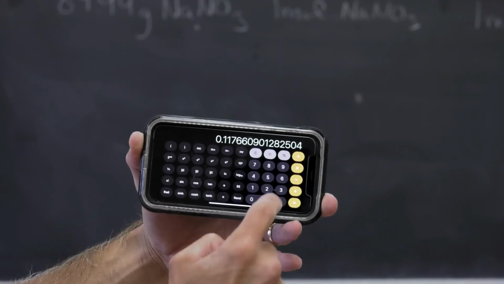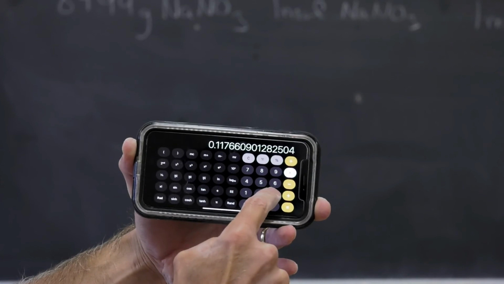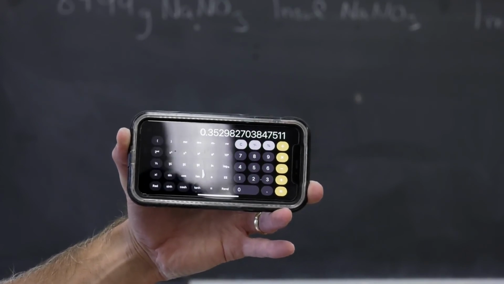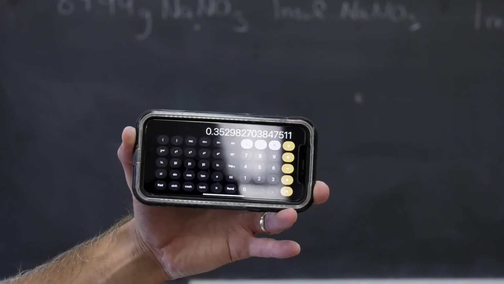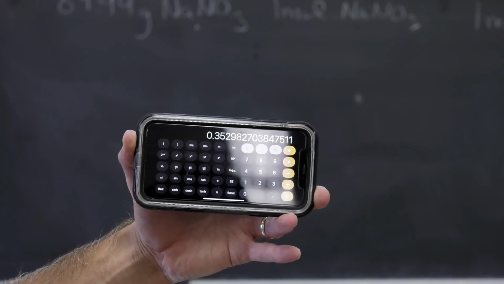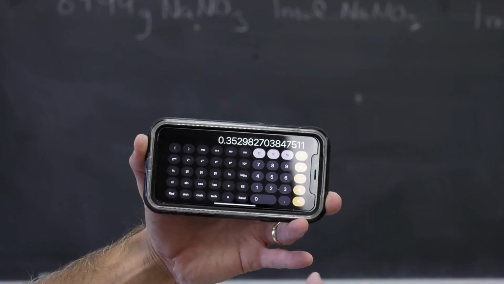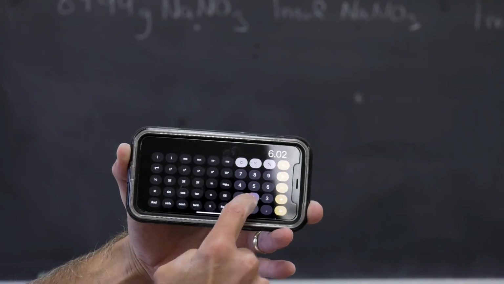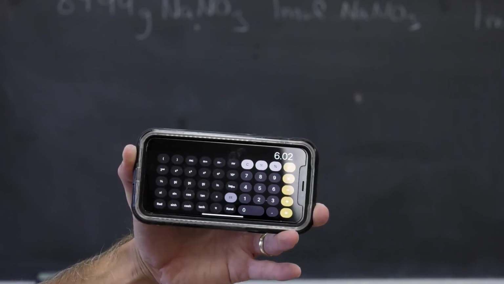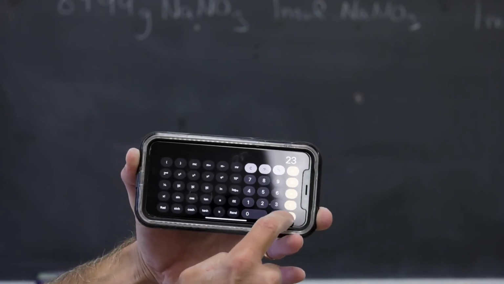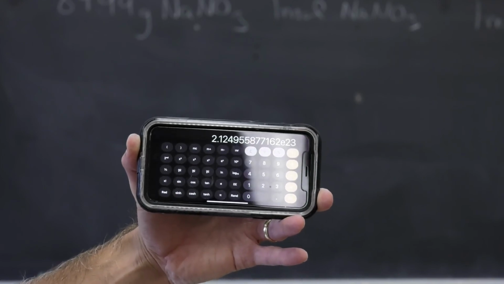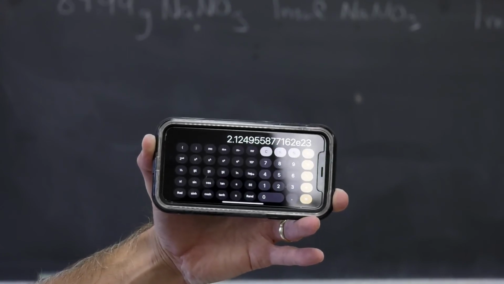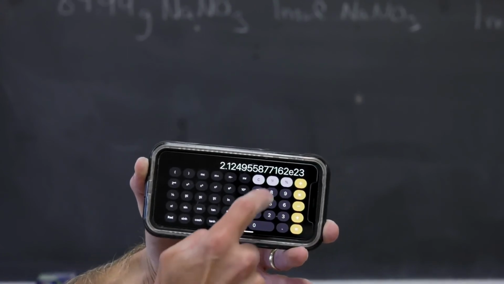But for every mole of sodium nitrate, we have 3 moles of oxygen. So let's multiply that by 3. So I know that in 10 grams of sodium nitrate, I have about 0.35 moles of oxygen. But we want to know how many oxygen atoms we have, so I'm going to multiply this number by 6.02 times 10 to the power of 23. That's a lot of oxygen atoms. 2.12 times 10 to the 23rd oxygen atoms would be our answer.